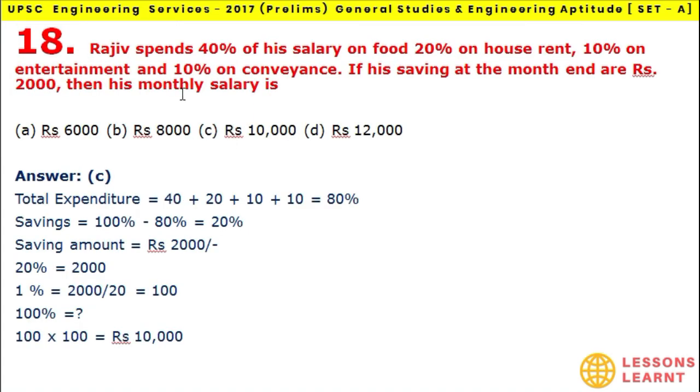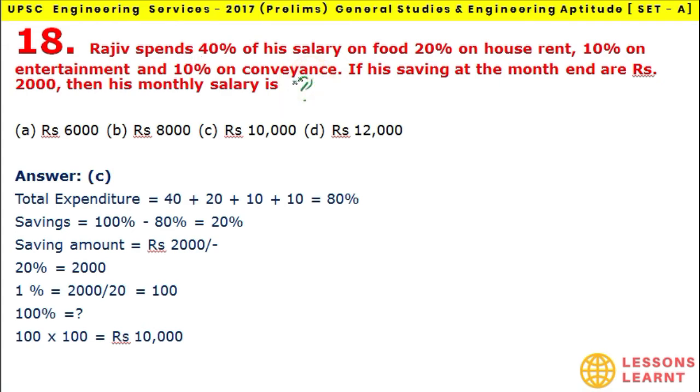Now we will see the 18th question. Rajiv spends 40% of his salary on food, 20% on house rent, 10% on entertainment, and 10% on conveyance. If his savings at the month end are rupees 2000, then his monthly salary is what we have to find.